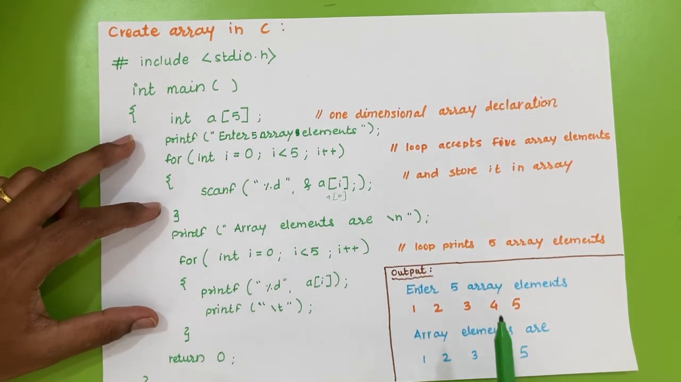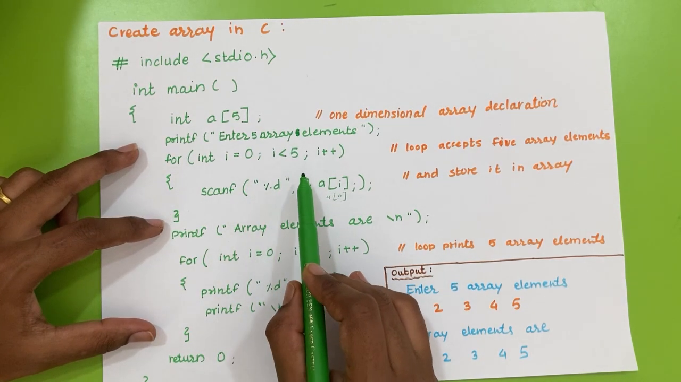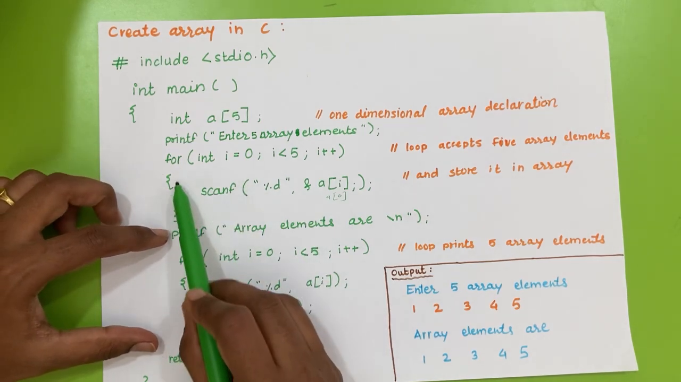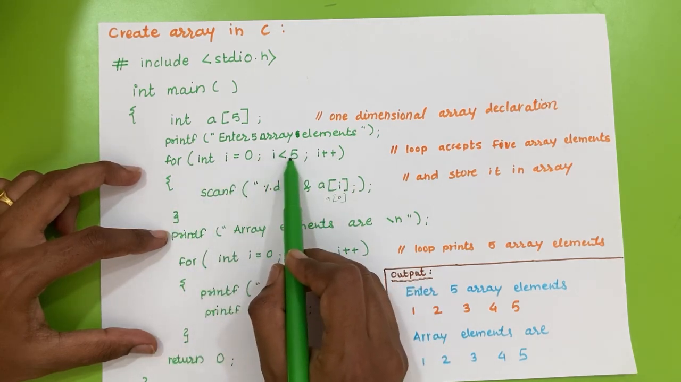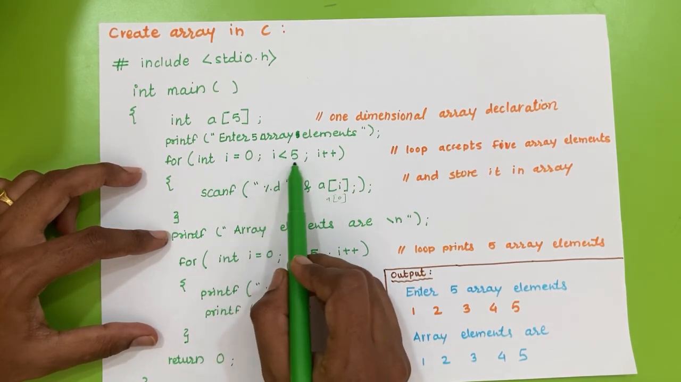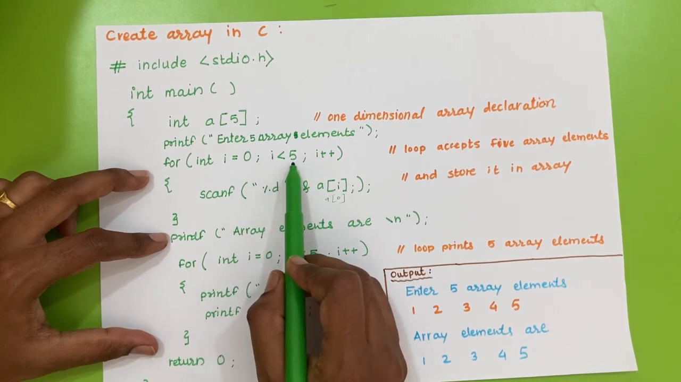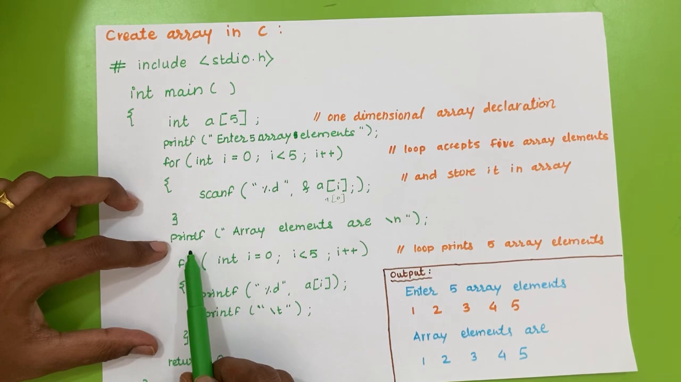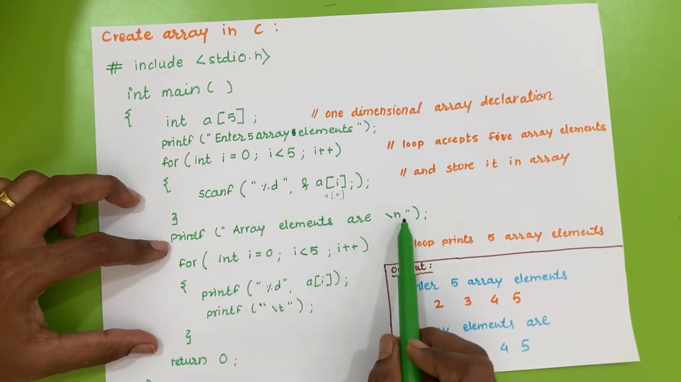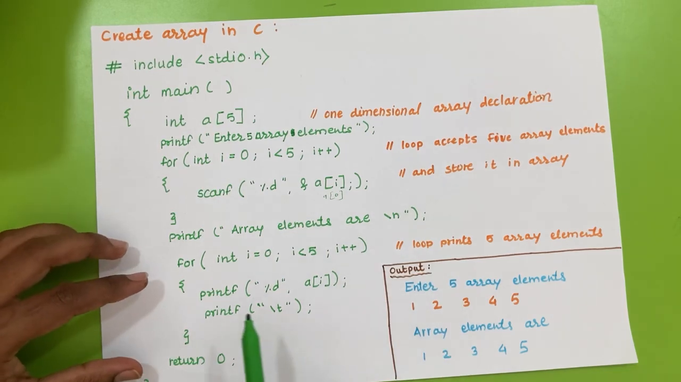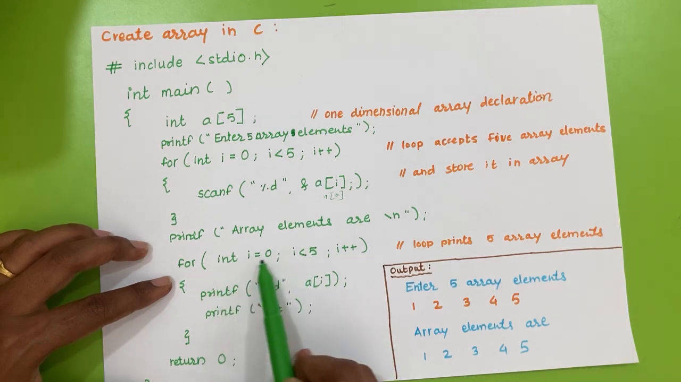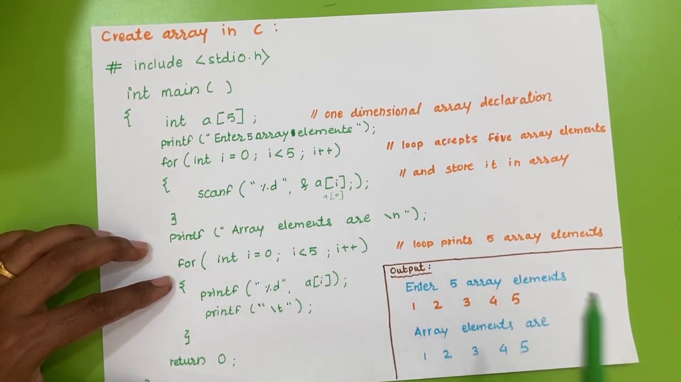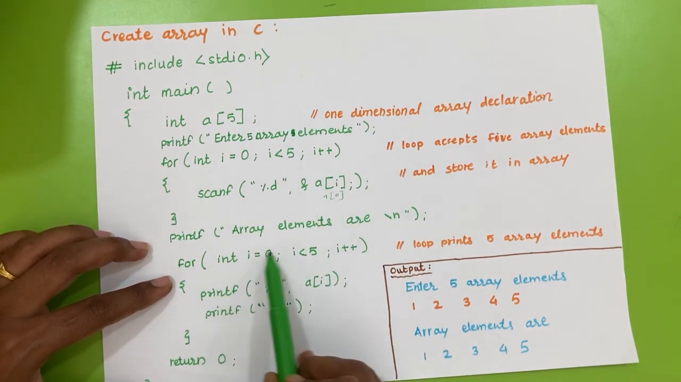Suppose the user has entered all the elements of the array. After that, when the value of i will be 5, it will check the condition 5 is less than 5, and this condition will not be satisfied. So it will come out of this loop and print "array elements are". I have used \n here, so the next element will be printed on the next line. For printing, I have again used a loop to print all the 5 elements which were already entered by the user and stored in the array. So I just have to display those elements.